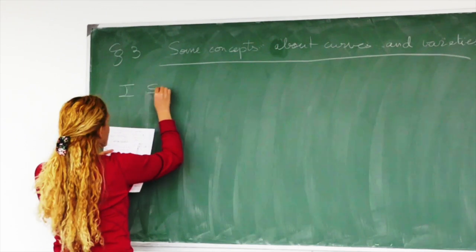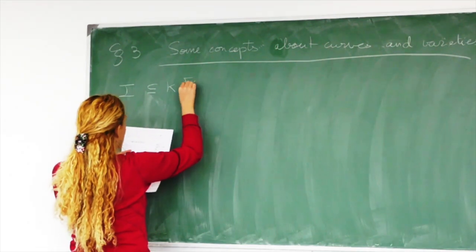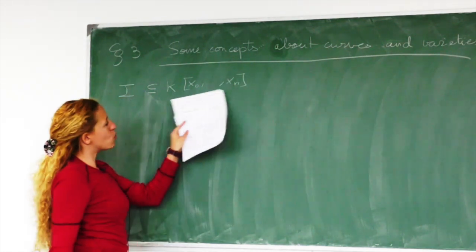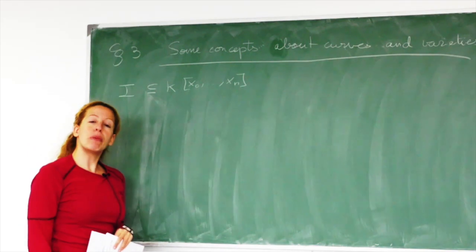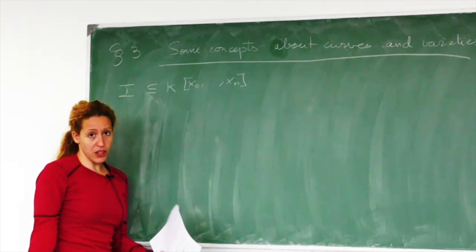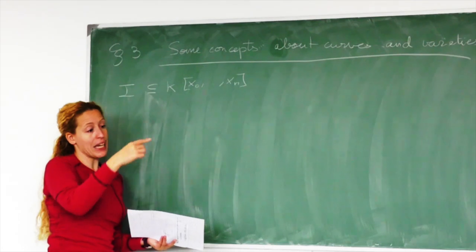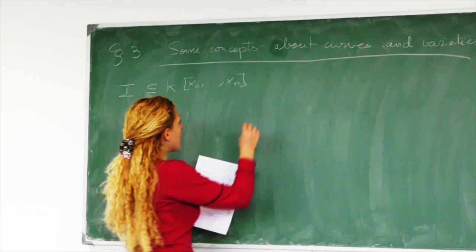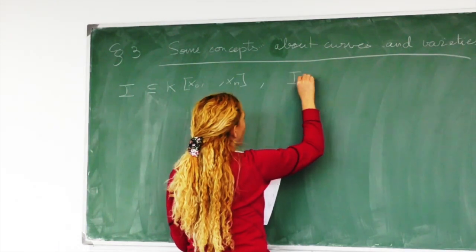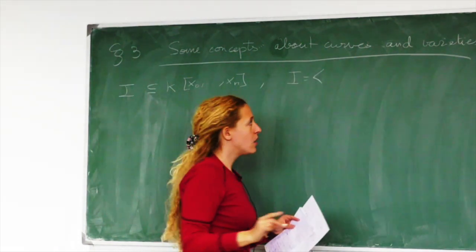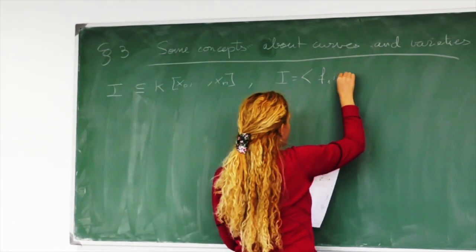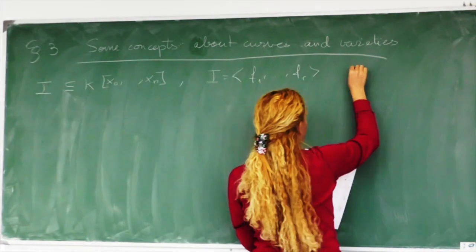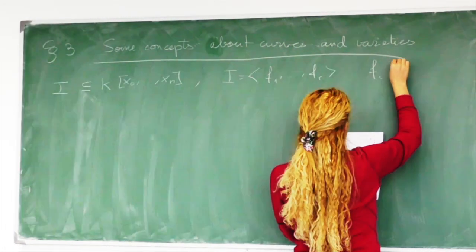So we consider an ideal in n plus 1 variables. Why n plus 1 variables? Because I'm going to look at projective varieties. When we work in P^n, we actually have n plus 1 variables. Okay, so this is why. And I'm going to ask the ideal, so I'm not taking any ideal. I'm just taking ideals that are generated by some polynomials, and we ask those polynomials to be homogeneous.